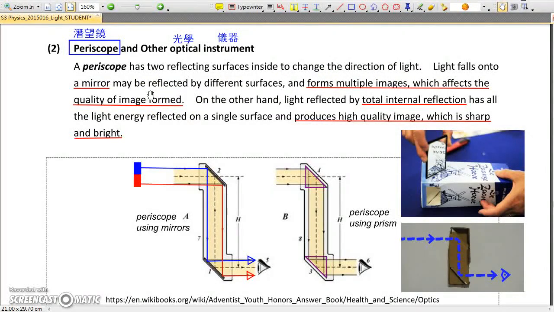On the other hand, by using a prism, total internal reflection will produce a high quality image, which is sharp and bright. However, a periscope produced by using a prism will be a bit heavier, and of course it is more expensive.